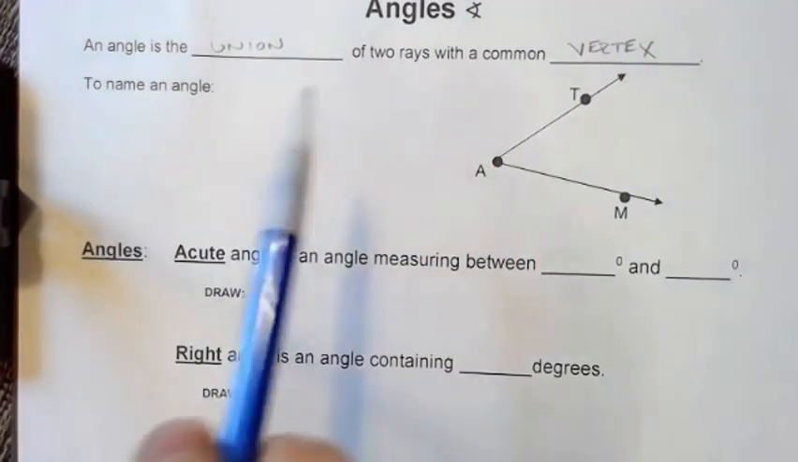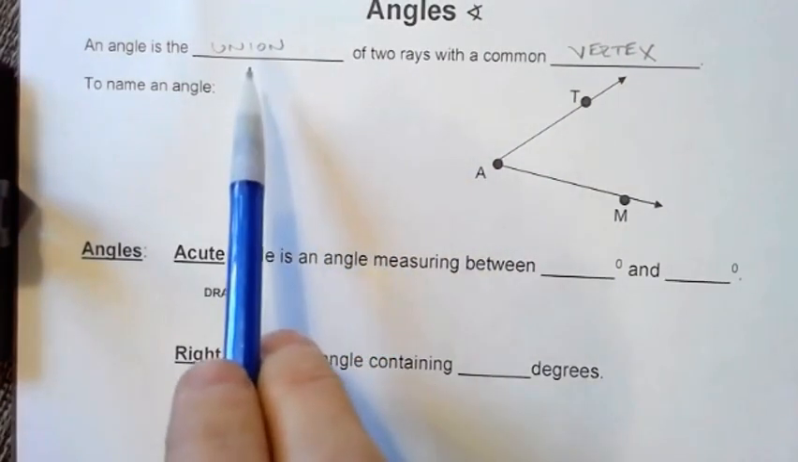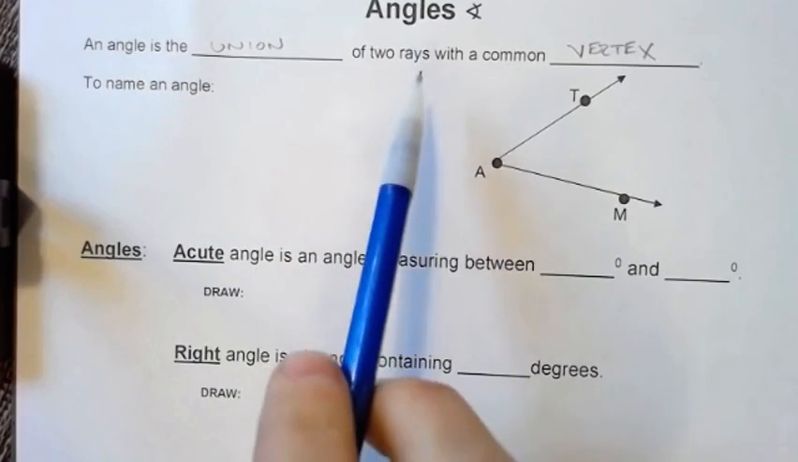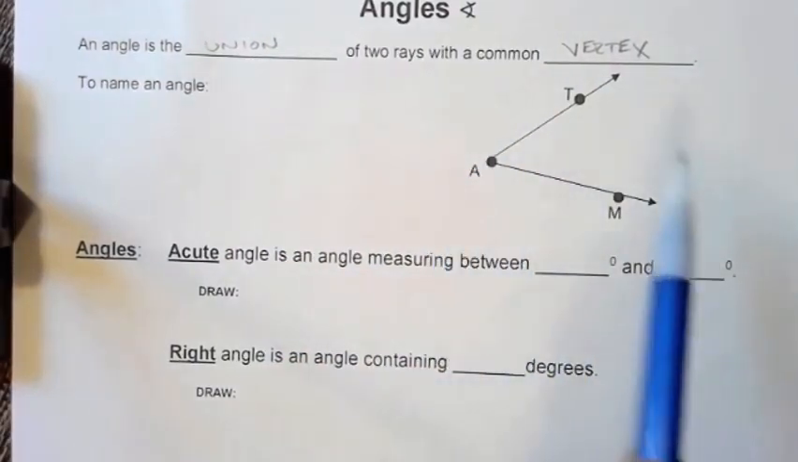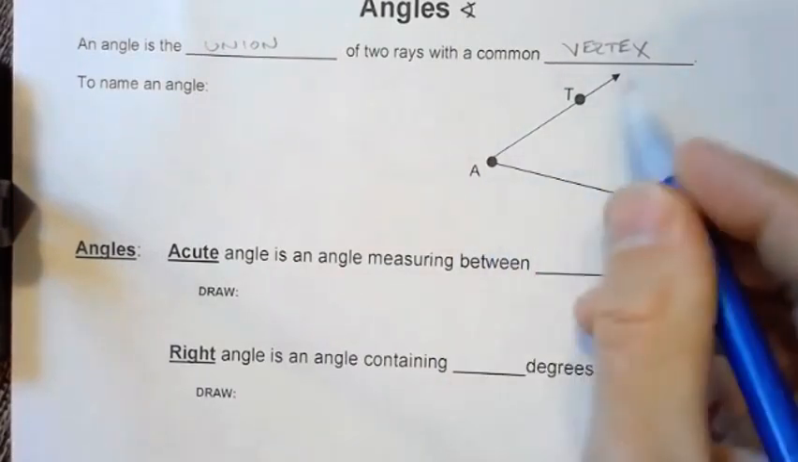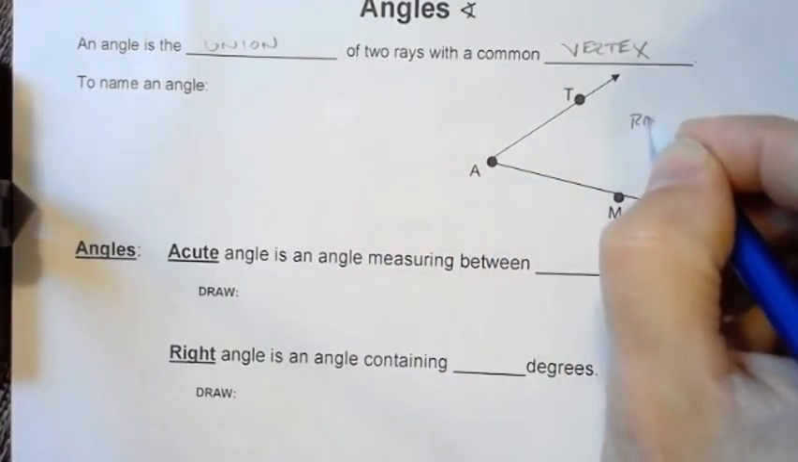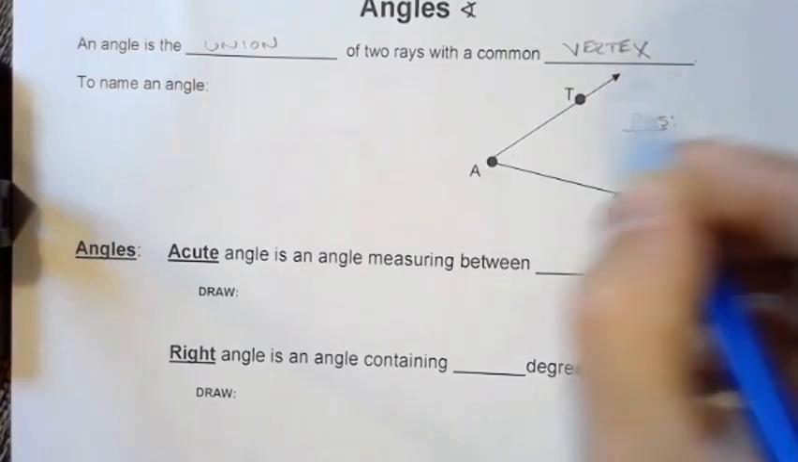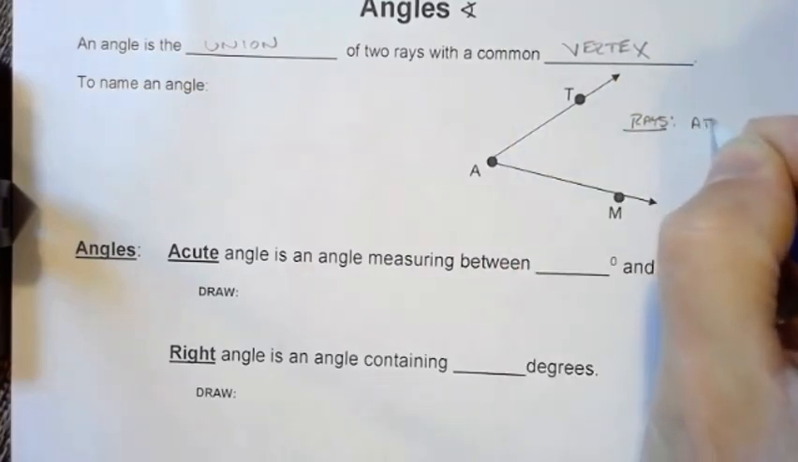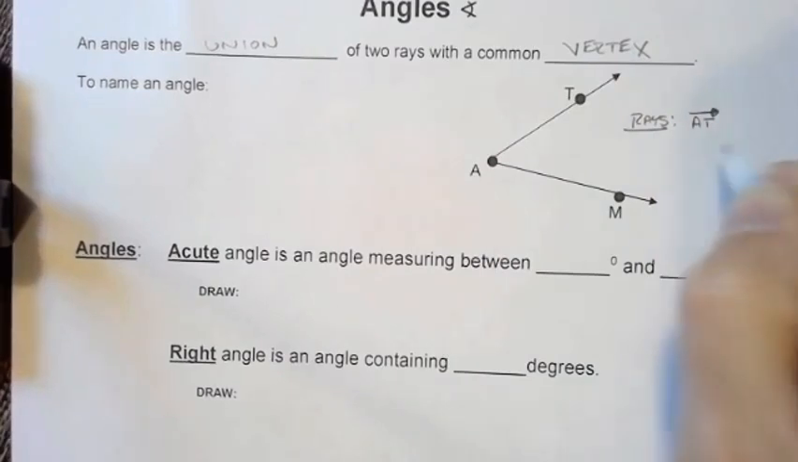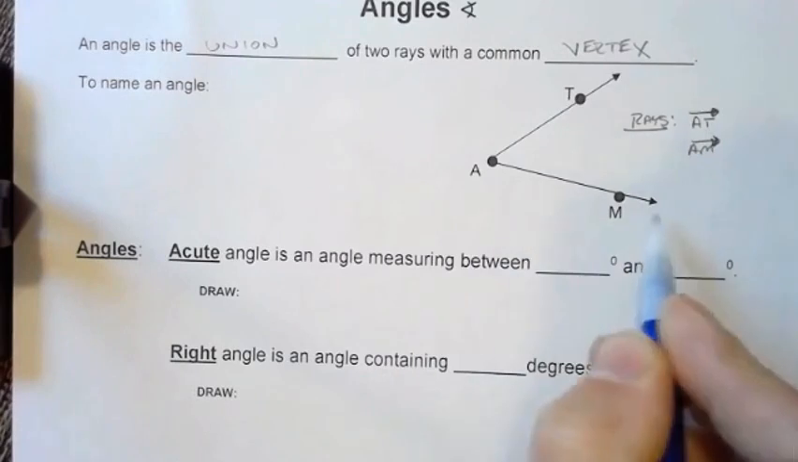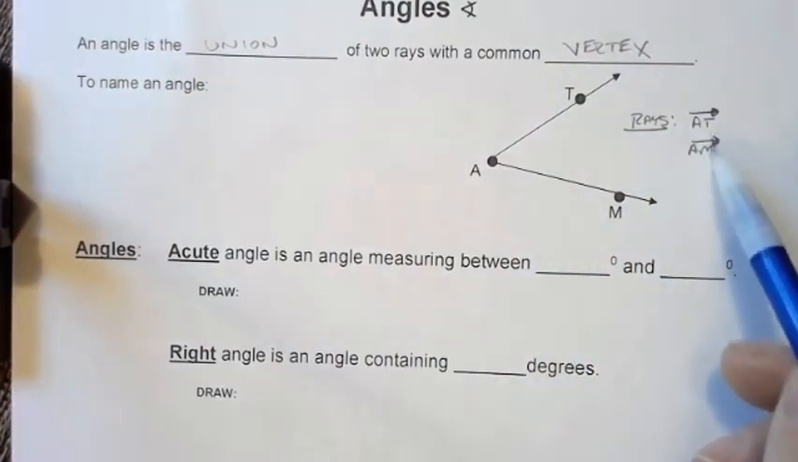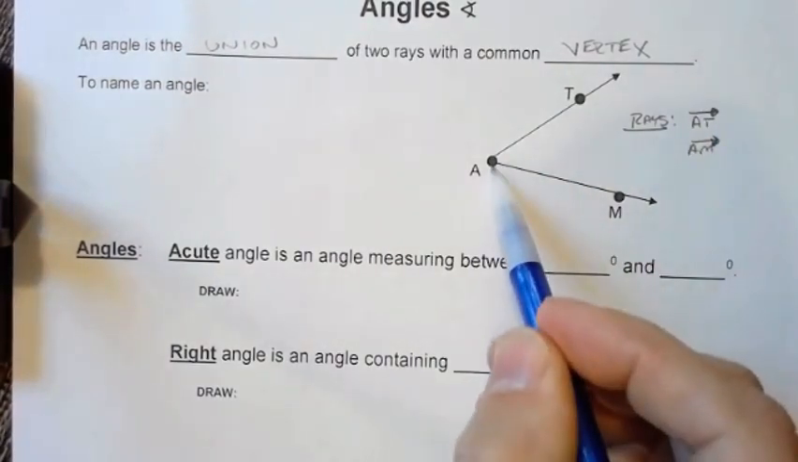Okay, so what we're going to do is take two rays and join them together, which is why it's called a union, and the two rays are going to meet at the same vertex point. This is an example of what that would look like. The two rays that make up this angle are ray AT, which starts at A and goes through T, and ray AM, which starts at A and goes through M. These two rays were joined at point A, so that's the union point of the two rays.